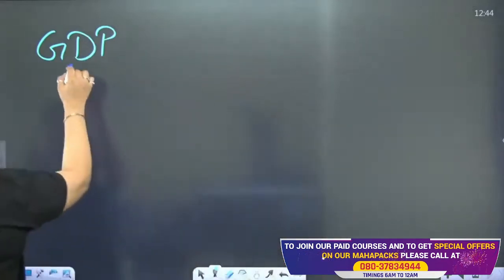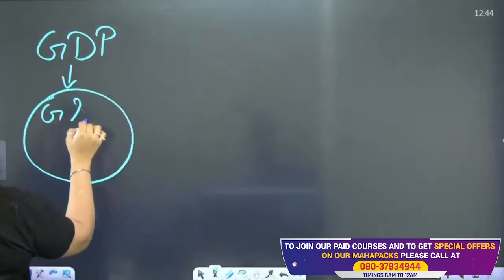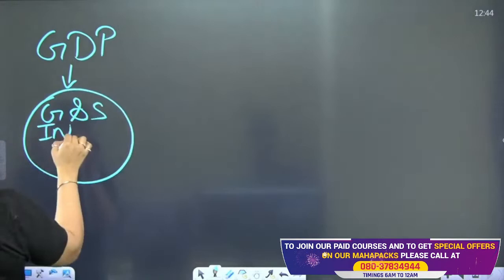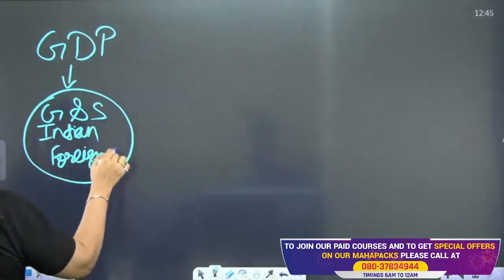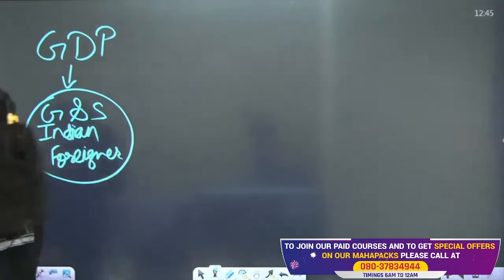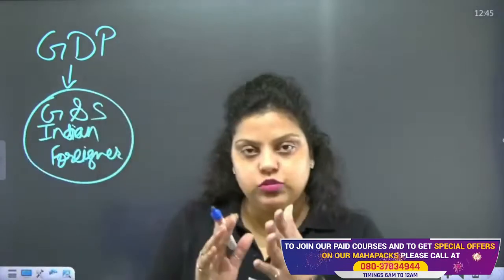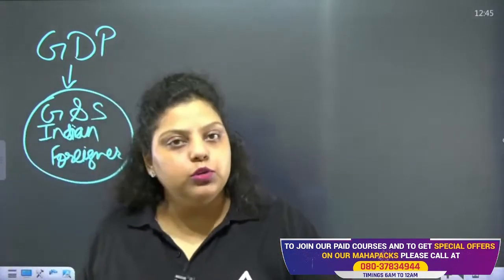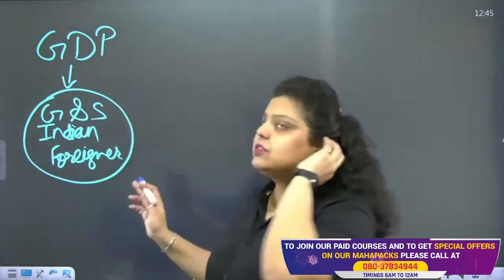So what is GDP? GDP simply means the money value of all final goods and services produced within the geographical boundary of a country in a financial year. Whether it is produced by an Indian or by a foreigner doesn't matter, but the production should be done within the geographical boundary of the country. So GDP stands for gross domestic product. Definition: money value of all final goods and services produced within the geographical boundary of a country during a financial year. Okay, that's GDP.